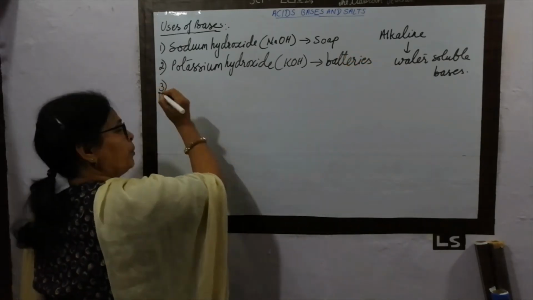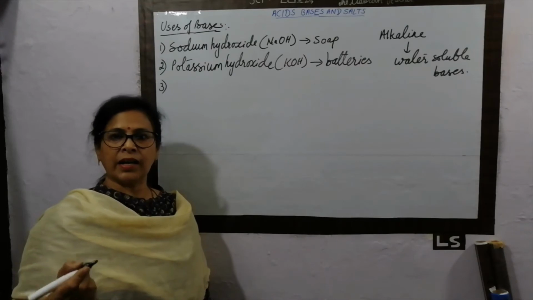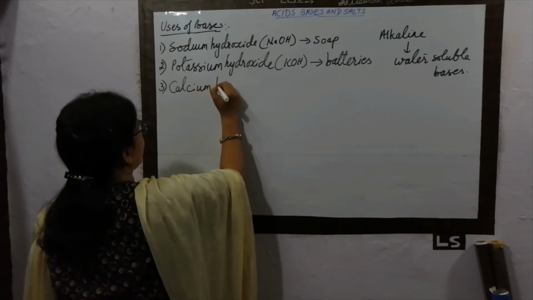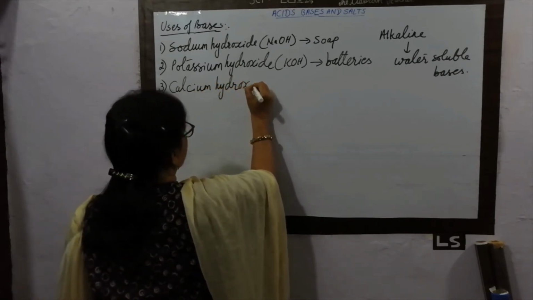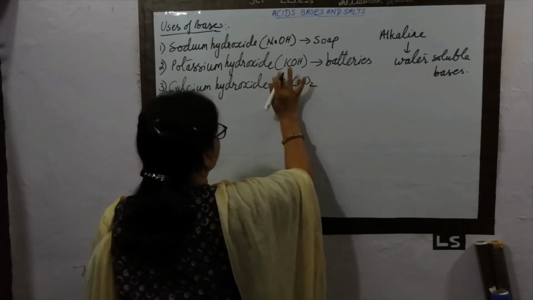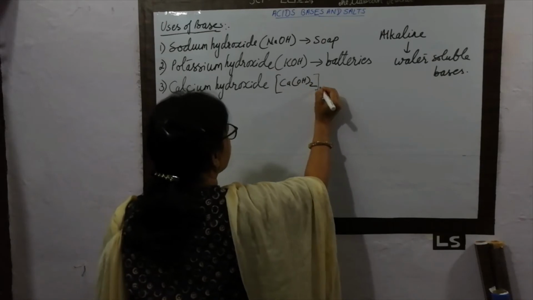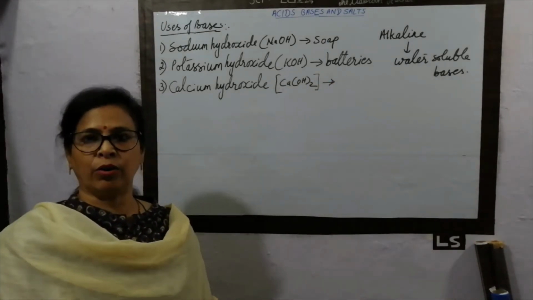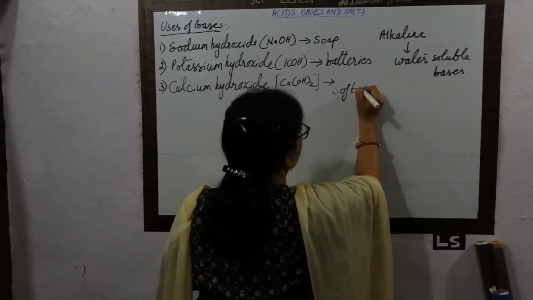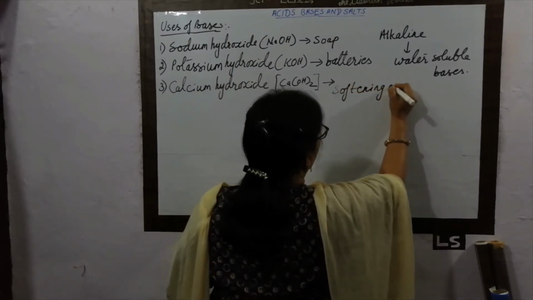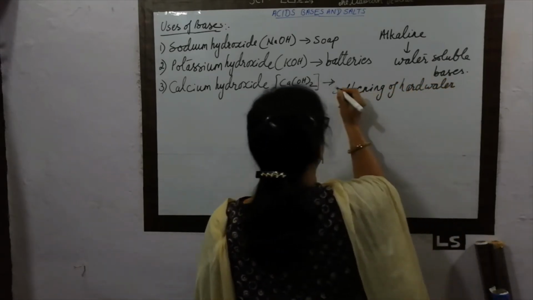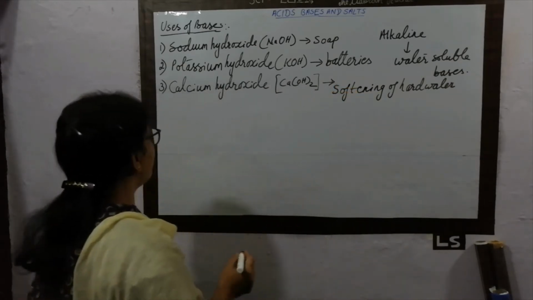One more base which is very important is calcium hydroxide. It is CaOH2. Calcium hydroxide is used for softening of hard water. It's a very important use of calcium hydroxide.